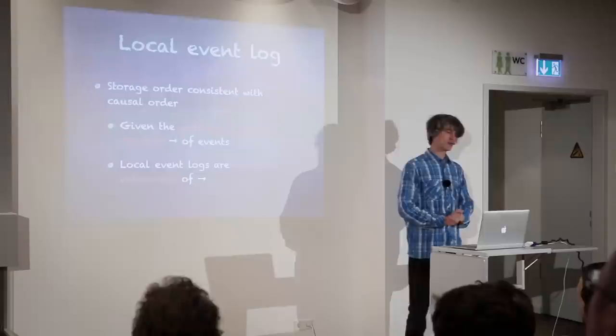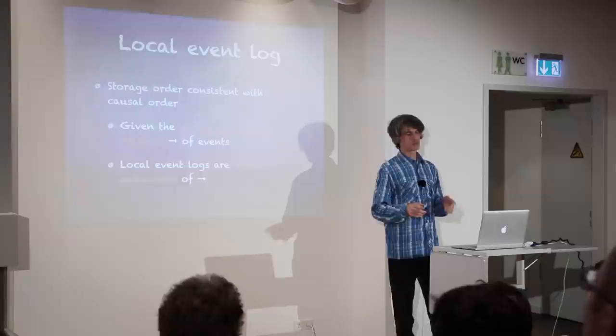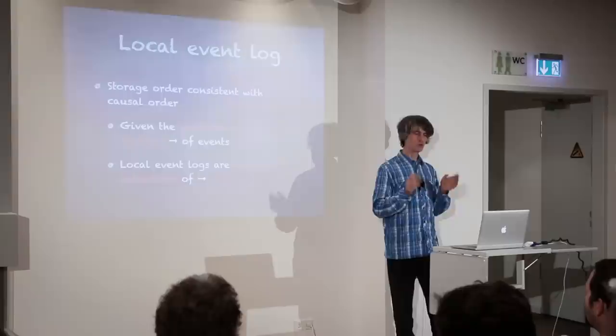In a local event log, the storage order is always consistent with causal order. More formally, we can say when we have the potential causal relation, which is the happens-before relation tracked by vector clocks, a local event log is always a valid linear extension of this potential causal relation.